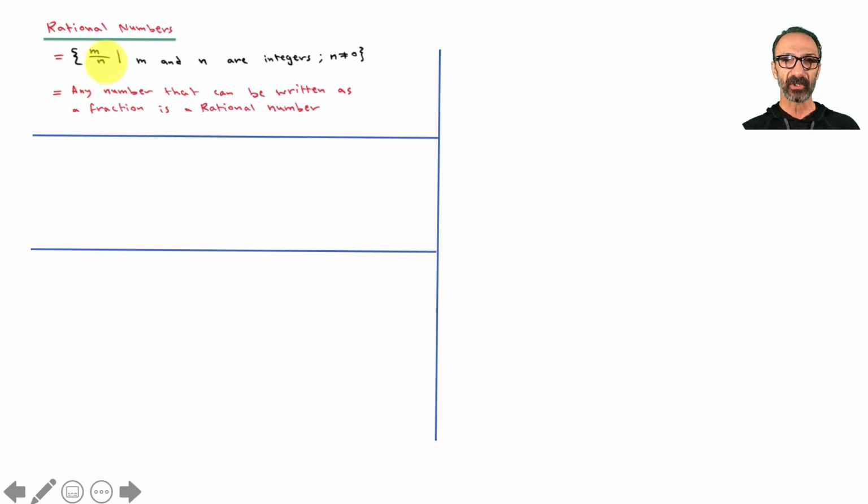Now we come to rational numbers. Well, some numbers are not like 5 and 6 and counting numbers or integers, positives and negatives, only pure integers. So we end up with fractions. Any number that can be written as a fraction is called a rational number. For example, in the counting numbers, we have 5. 5 could be written as 5 over 1. So any counting number or any integer is actually also a rational number.